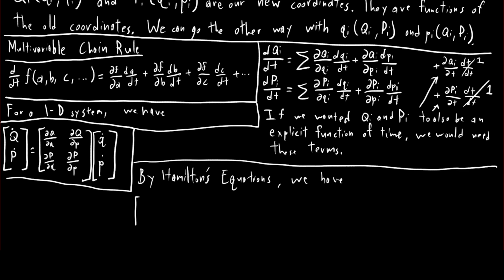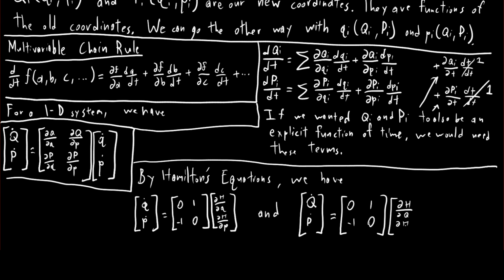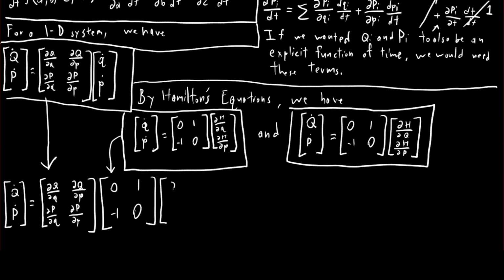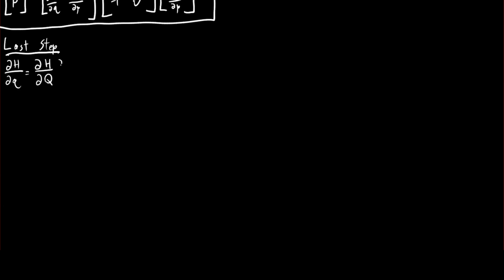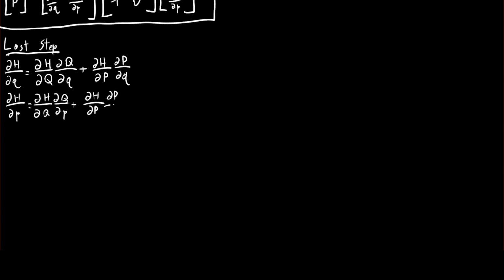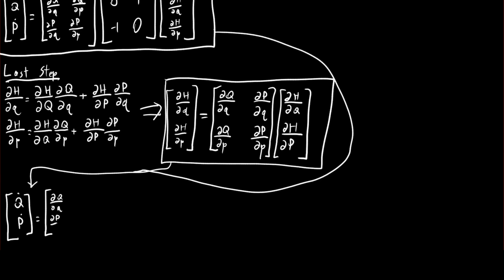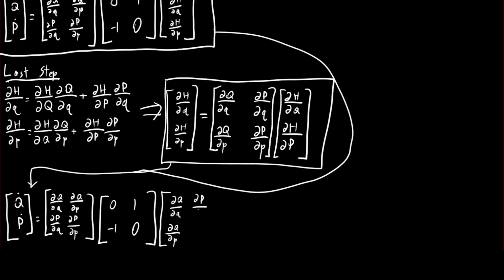Now we're going to insert Hamilton's equations into this transformation. In matrix form, Hamilton's equations can be written like this. We can then substitute the matrix into the equation to give us this. For the last step, we want to convert the derivatives of the old Hamiltonian with respect to the old coordinates into derivatives of the new Hamiltonian with respect to the new coordinates. To finish off the process, we again use the multivariable chain rule.